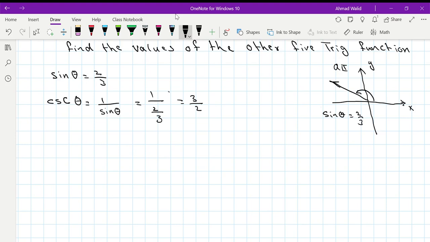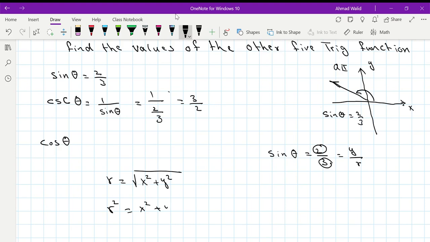For cosine theta, you need to know r again and x, correct? But x is not given to you. Look, sine theta equals 2 over 3. It means it's y over r. It means your y is 2, your r is 3, correct? Now, can I find the value of x? What was your main relation? r equals the square root of x squared plus y squared. Or even you can use this one: r squared equals x squared plus y squared, correct?